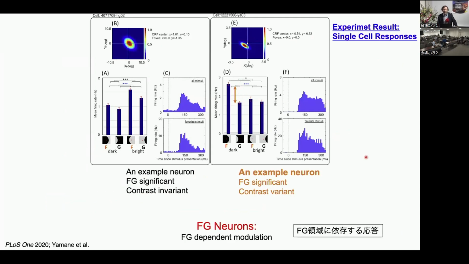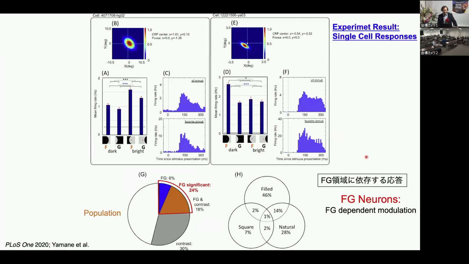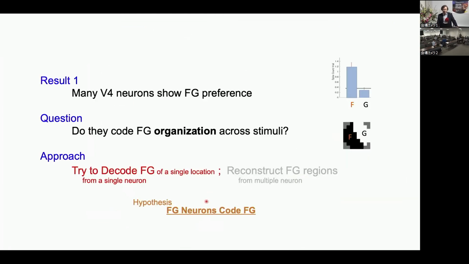So how about the population? We recorded from more than 300 neurons, and among them, about a quarter of neurons show the FG modulation. This is the first report by us to show this kind of representation. So we get the first result. Many neurons show figure-ground preference. Now the question is, do they really code figure-ground organization across stimuli?